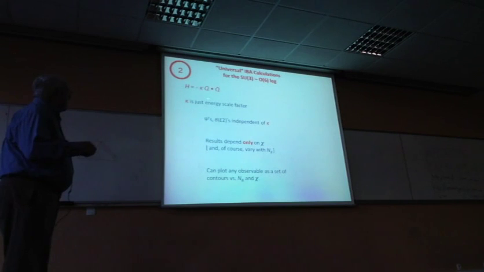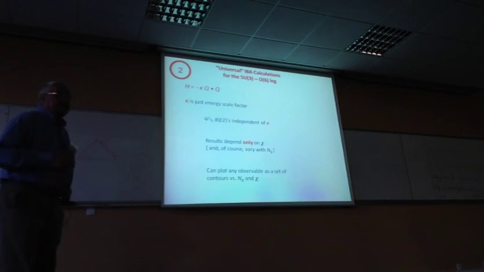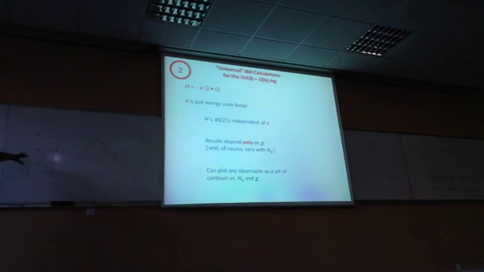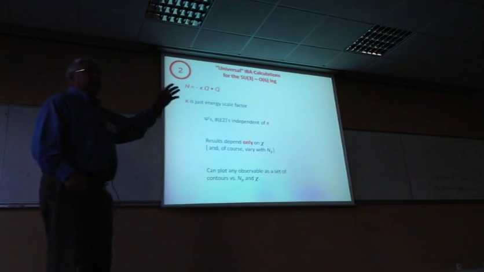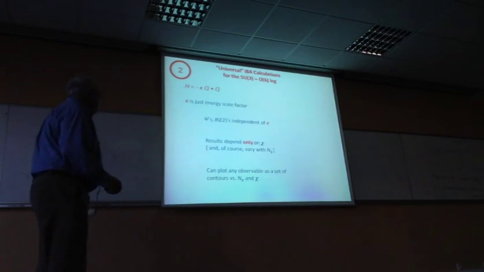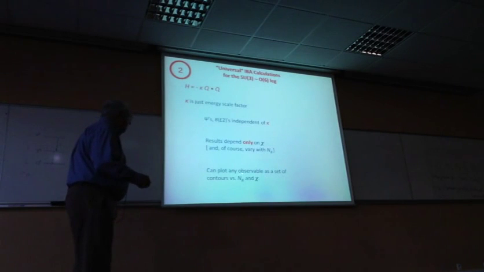The IBA has the feature that the predictions depend on boson number. Remember over here, we had the corrections to U5. It had a boson number dependence, because when you create a D boson, you destroy an S boson, and that depends on how many you have. So the predictions will depend on NB. They'll depend on chi.